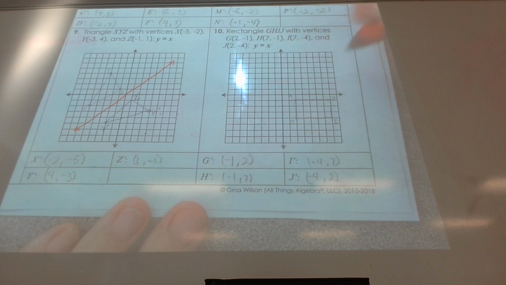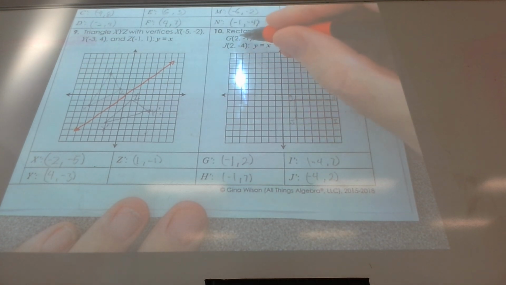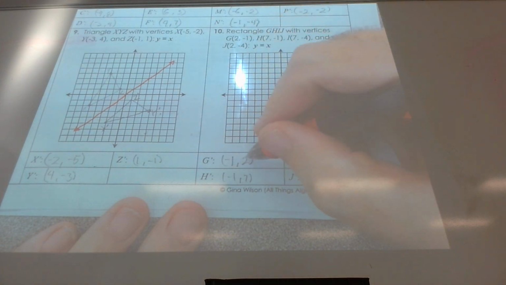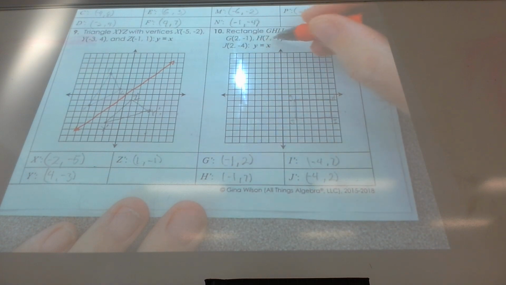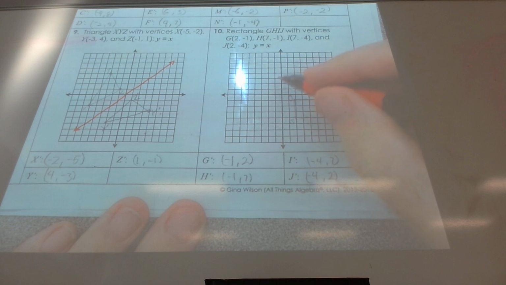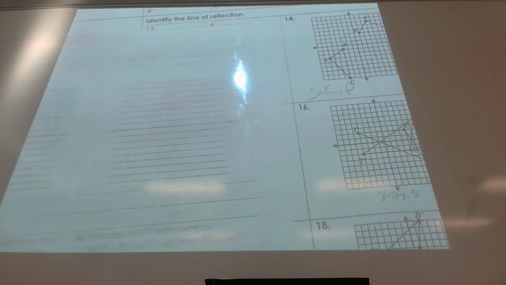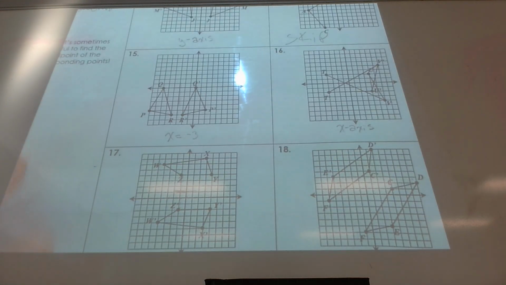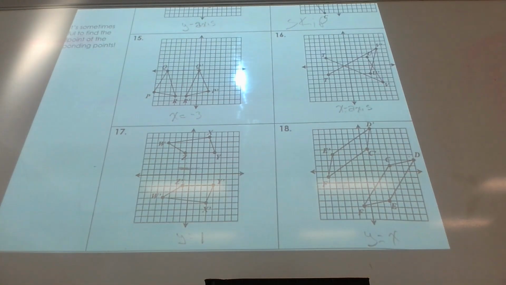Over here, same idea. I didn't sketch the y equals x line, but it's the same thing. We switch the order. 2, -1 becomes -1, 2. 7, -1 becomes -1, 7. 7, -4 becomes -4, 7. And 2, -4 becomes -4, 2. And again, I trust that you can graph these points and label them. Now, we're going to skip these ones up here because that's the line y equals -x, so we're not going to bother with those.